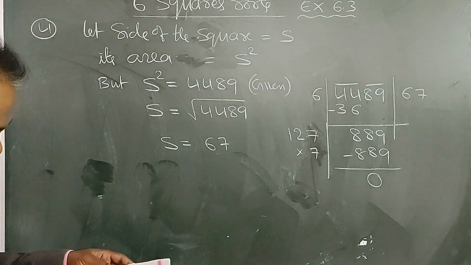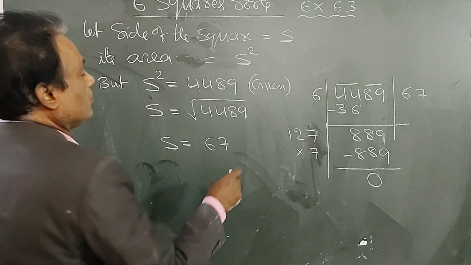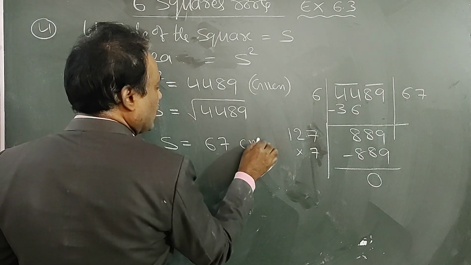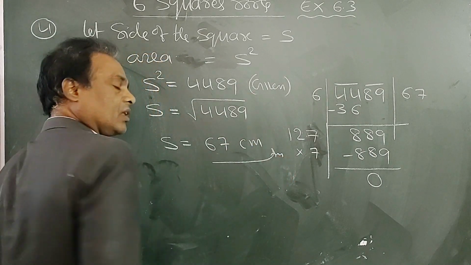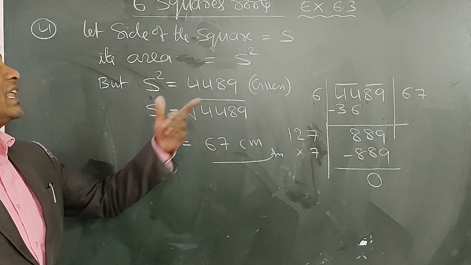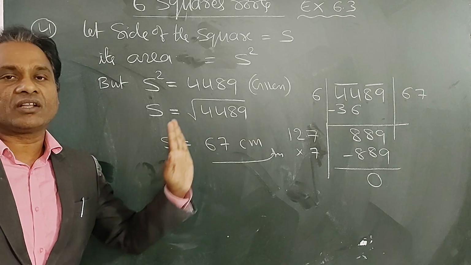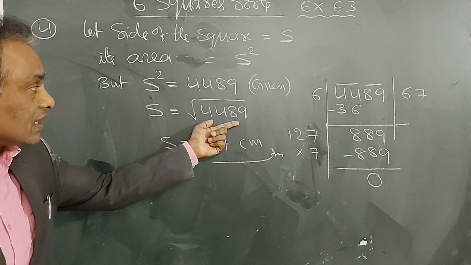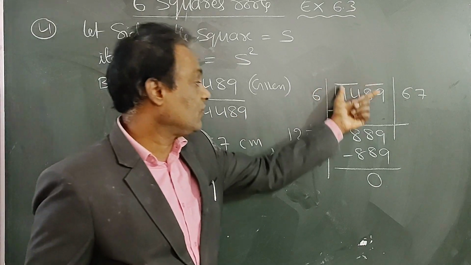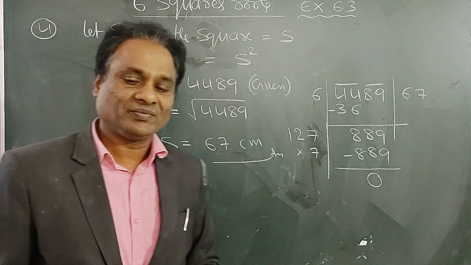67. We can write units also. This question is in square centimeters, so the side will be in centimeters. Sides, length, breadth and all the dimensions will be in centimeters, and area will be in square units. So 67 centimeters is correct. How did we calculate the square root for this? By the division method. 67 is the answer. Right.